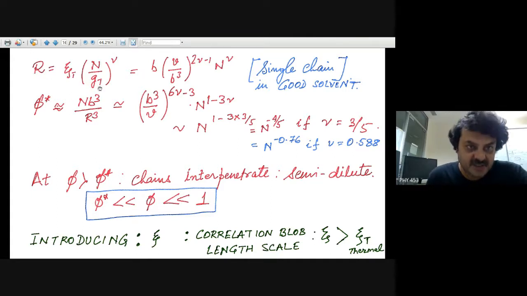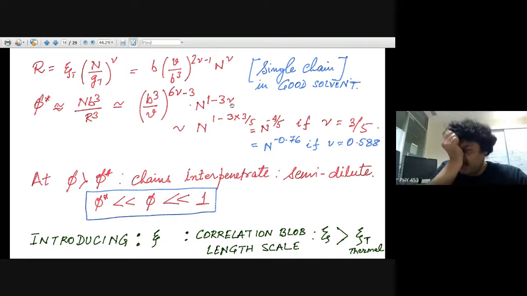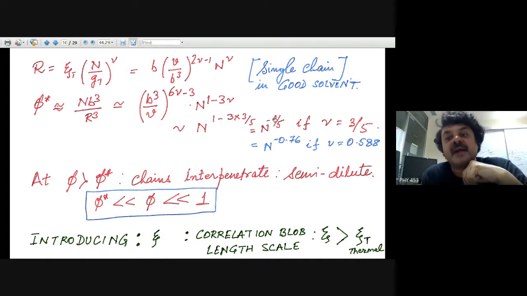Then R would be calculated like this, and you replace the expression for R cube using this, and when you substitute everything and do the calculation correctly, you will get that phi star depends upon N, the number of monomers in a chain, as N to the power 1 minus 3 nu. When you calculate that, phi star goes as N to the power minus 4 by 5 if nu is taken to be 3 by 5, and minus 4 by 5 is 0.8, and this will be N to the power minus 0.76 if you take nu to be 0.588.